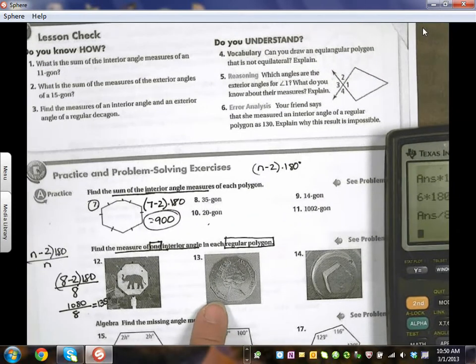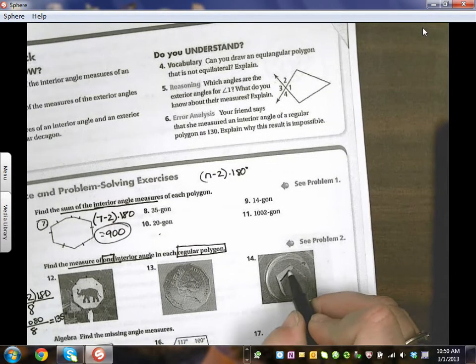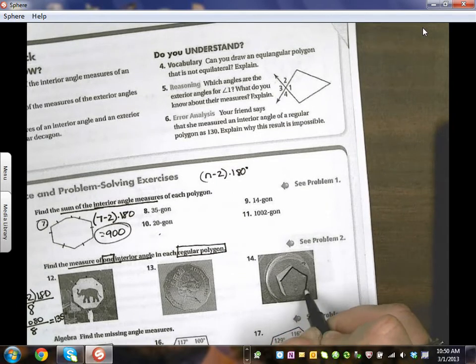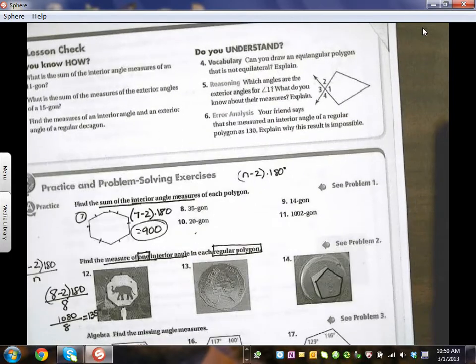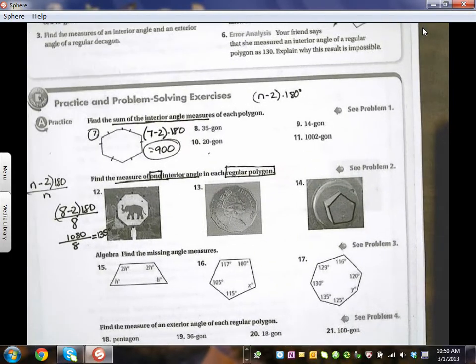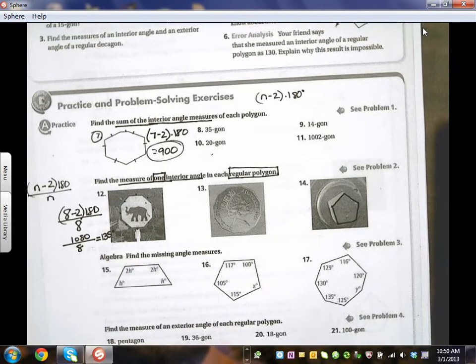If you can't see this, this is a dodecagon. If you don't remember what a dodecagon is, refer back to your notes. And this is the shape of this one, and it is a regular one of that type of shape. I'm not going to say the word. I want you to think about it. So we're going to use the same formula for those 3 problems.